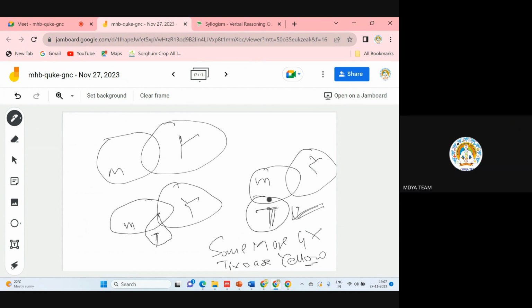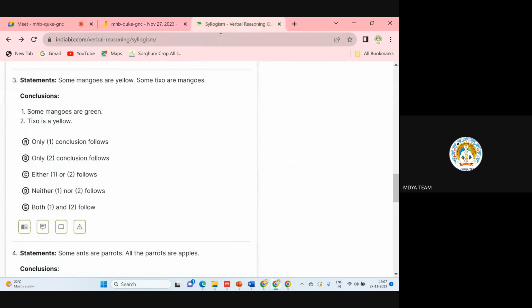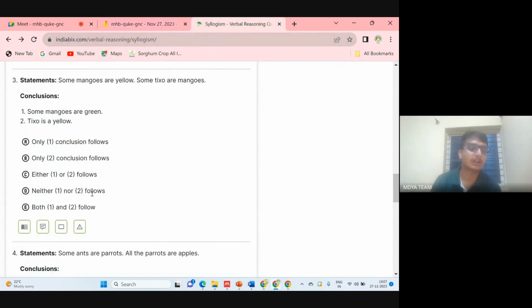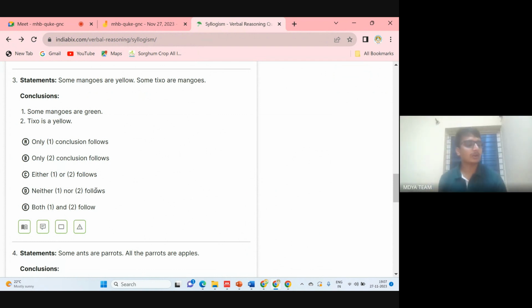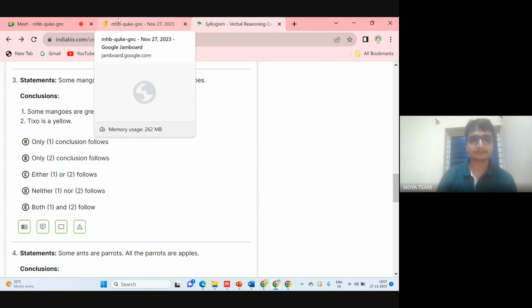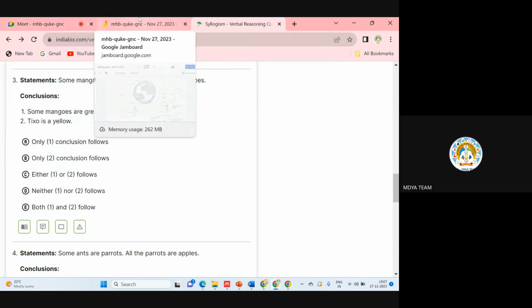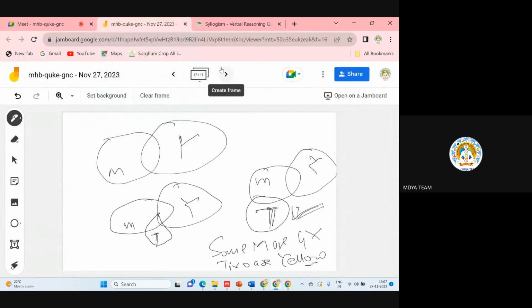What are the options given, sir? Answer choices. It should be neither 1 nor 2. Yeah, that is the answer. Neither 1 nor 2. Okay, so this is how you draw a Venn diagram and how you try to solve the question by using that Venn diagram. It will be neither 1 nor 2 because there is no mention about tixos being yellow.